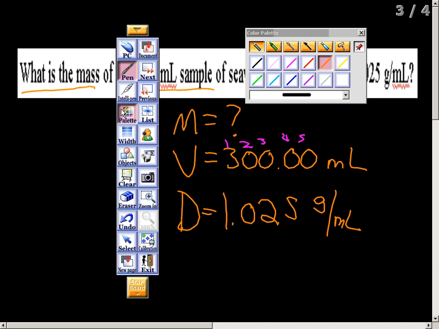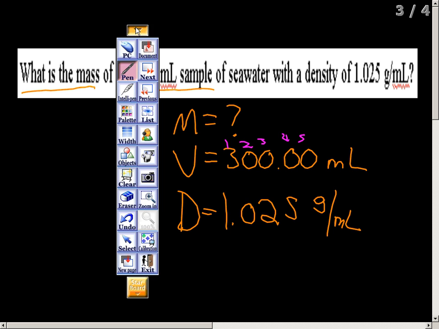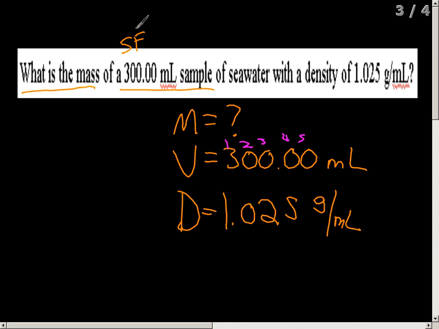So remember, density is constant, so no matter what volume or mass I have, the ratio will be the same. So if I have a density and I have a volume, I can easily figure out the mass. Oh, forgot to count my significant figures. 1, 2, 3, 4. Since the density has a lesser amount, I'm going to have an answer with 4.